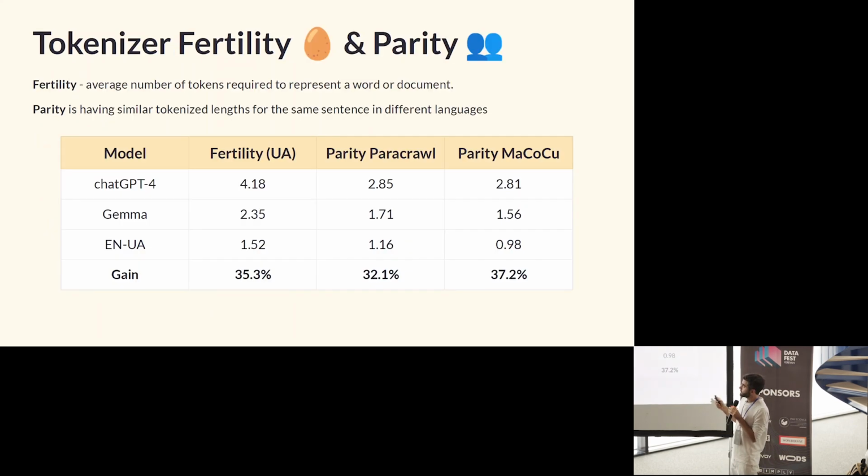For tokenizer fertility and parity, for those that are not familiar with the terms: fertility is the average number of tokens required to represent a word or document. Parity is having similar tokenized length for the same sentence in different languages. What we've done is actually achieve almost English fertility and parity, and tested it on two datasets, ParaCrawl and Makoku. The reason why you see the deviations here is because those parallel corpora are actually machine translated, so we have to account for some deviations there.